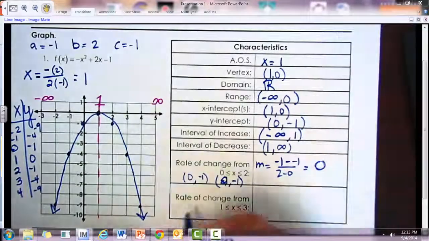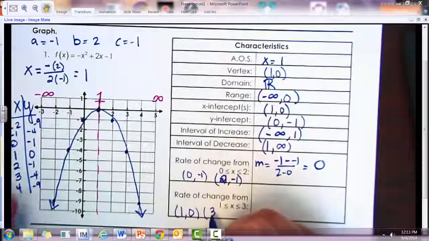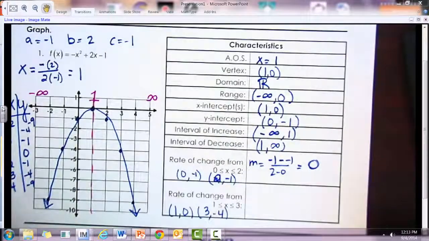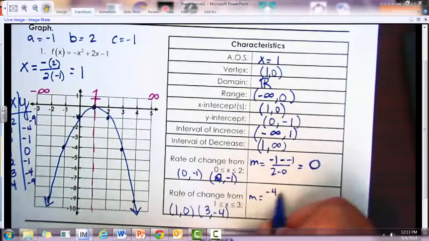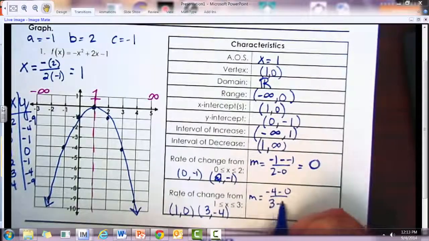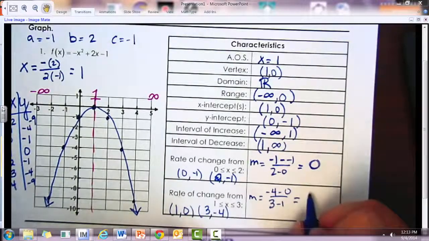Rate of change here. So at 1, we're at 0. And at 3, we're at -4. What's the rate of change? -4 minus 0, over 3 minus 1. So our rate of change is -2.